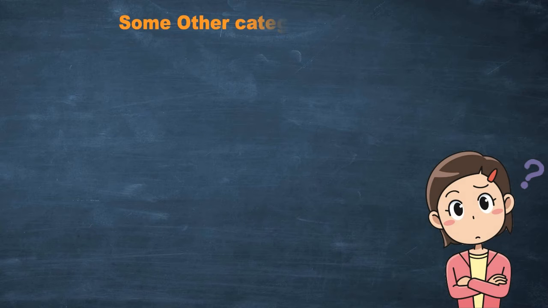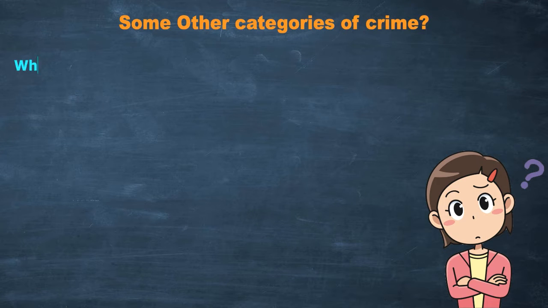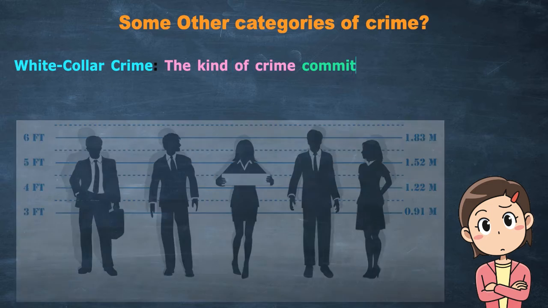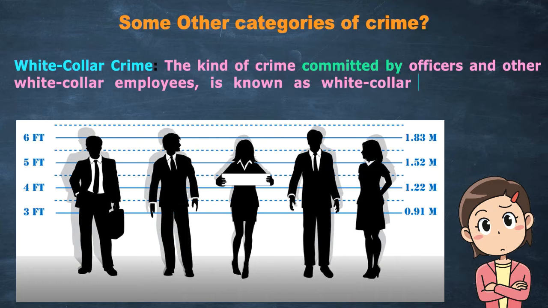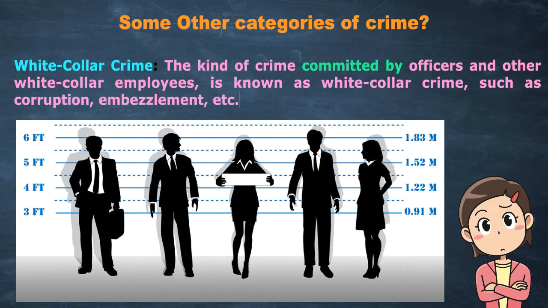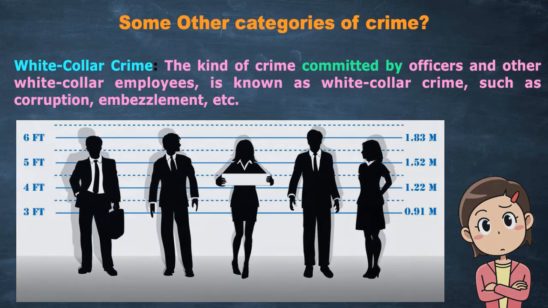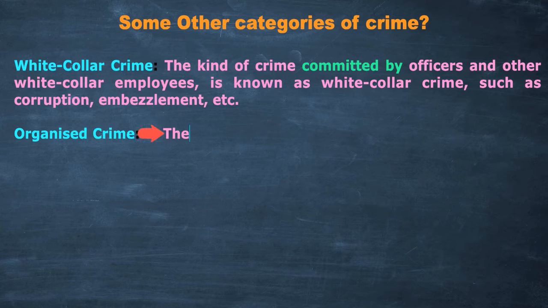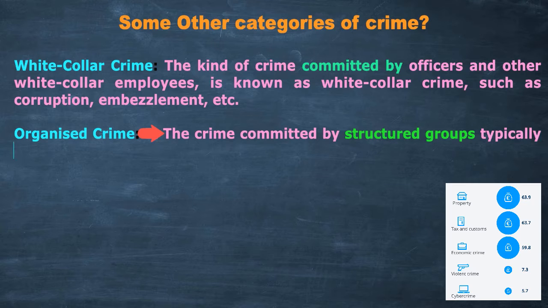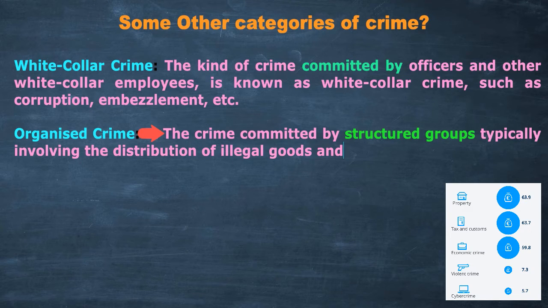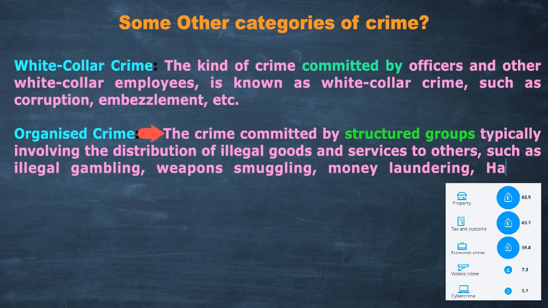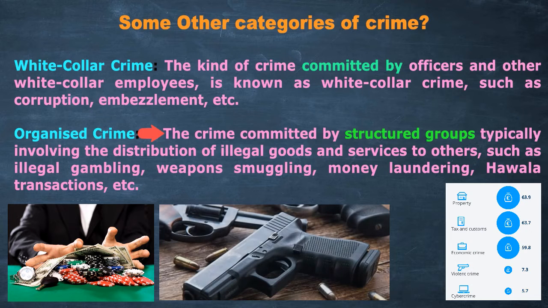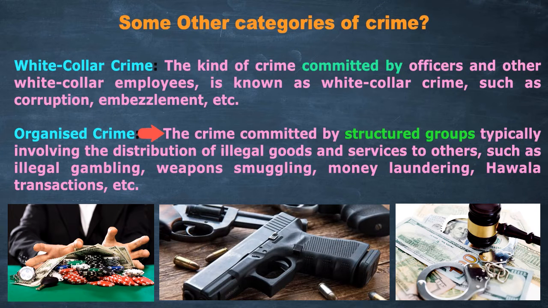Now, I will discuss some other categories of crime, such as white-collar crime. The kind of crime committed by officers and other white-collar employees is known as white-collar crime, such as corruption, embezzlement, etc. Next one is organized crime. The crime committed by structured groups, typically involving the distribution of illegal goods and services to others, such as illegal gambling, weapons smuggling, money laundering, hawala transactions, etc.